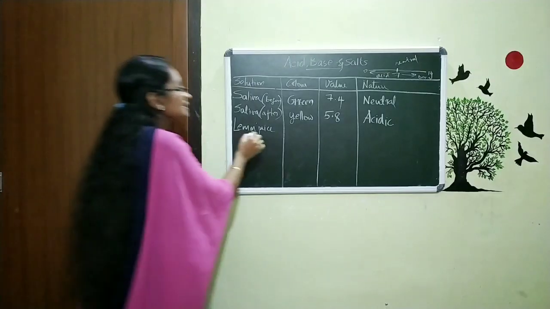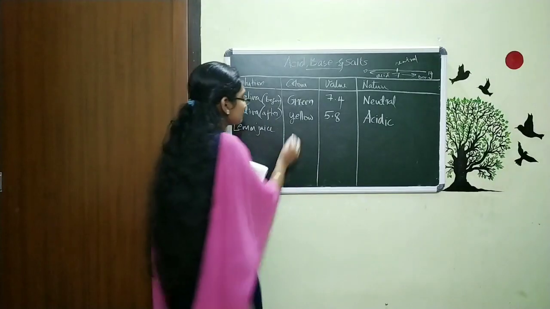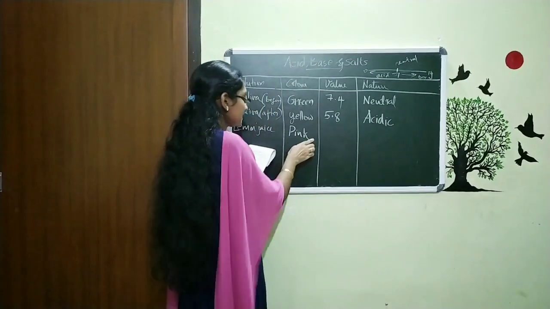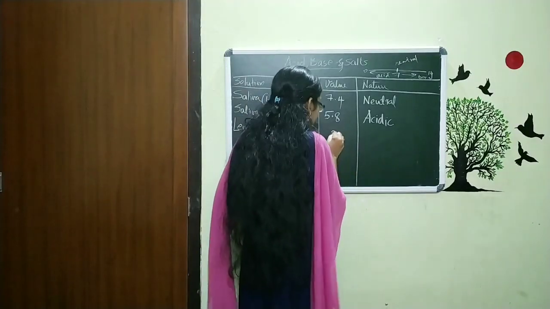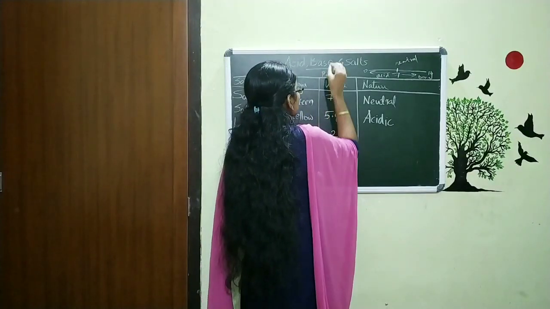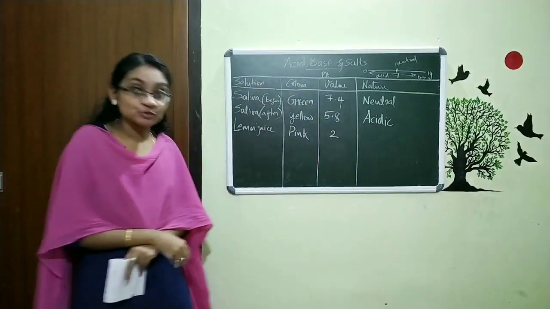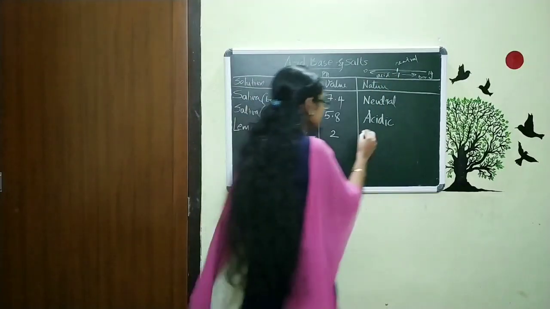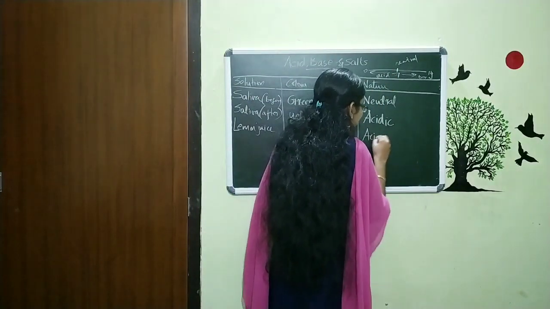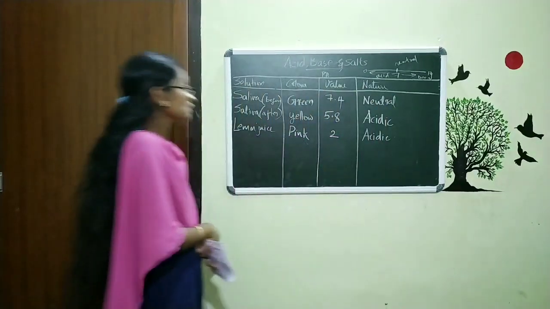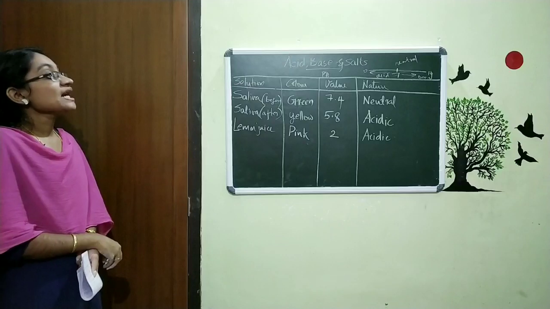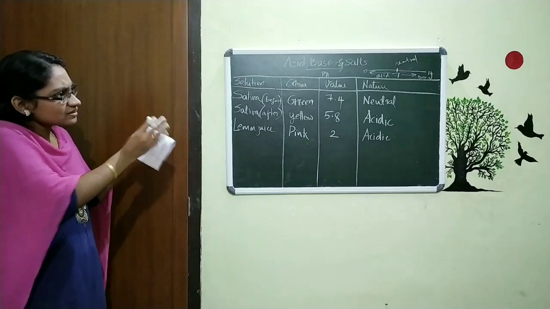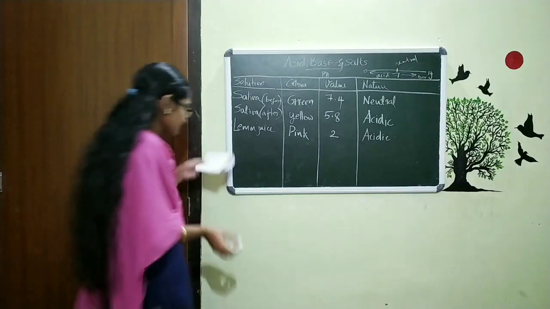So this is lemon juice. And when we are measuring the color, we get it as pink. And this is the pH value. The pH value here is 2. What is this 2? 2 is acid. It is a strong acid. So it is acidic in nature. So for the lemon juice, the color is pink and the value is 2, and we can say it is acidic in nature, and it is a little concentrated acid. That is the lemon juice.